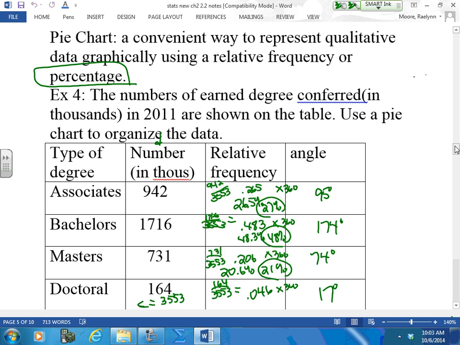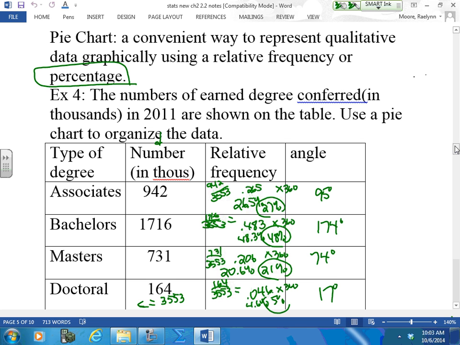Yes? How do you get the 3,500? You add up all the pieces. Totally. And so this side is 4.6%, or we can round this to 5%.